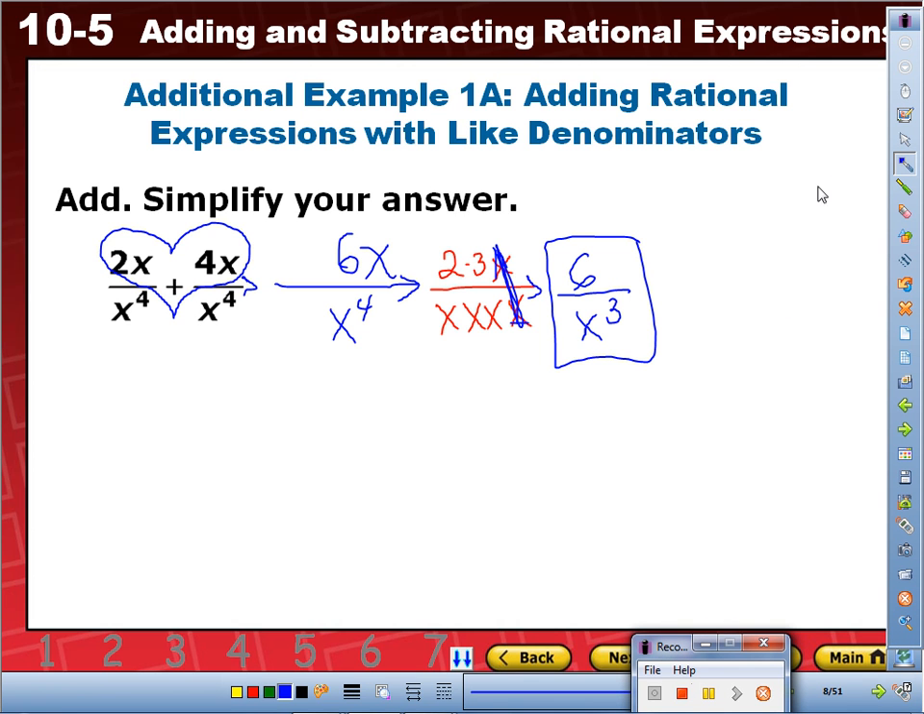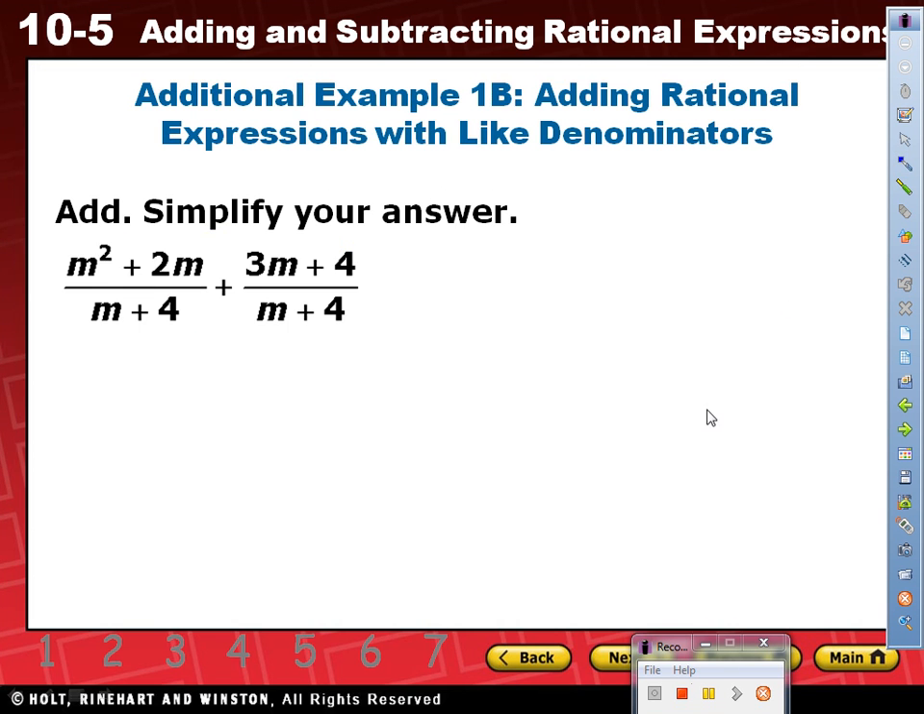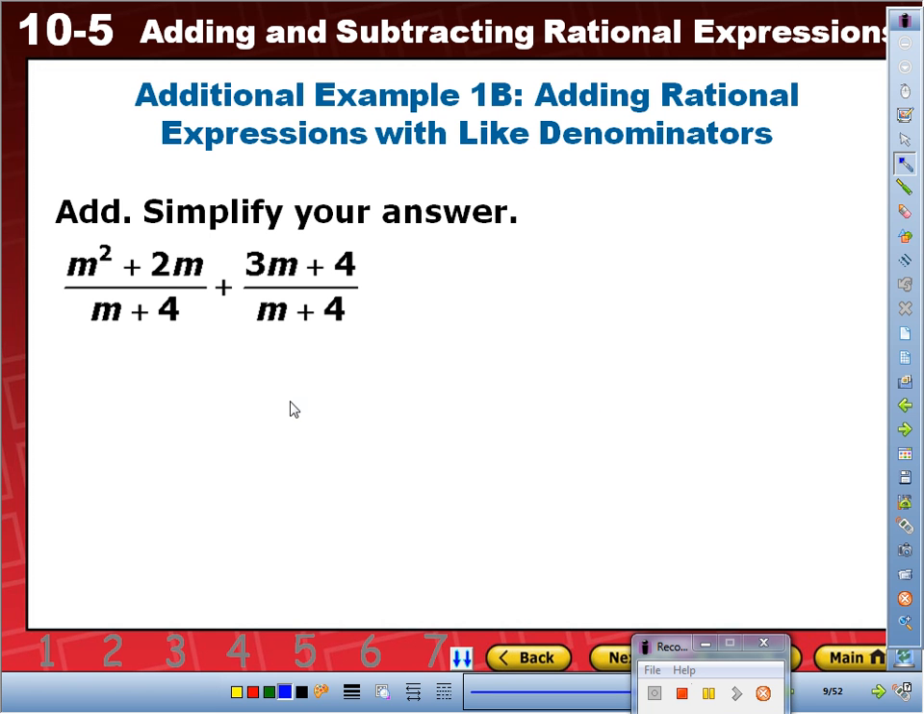All right, here we go. Example 1b. Copy this down. It says, add and simplify your answer: m squared plus 2m over m plus 4, plus 3m plus 4 over m plus 4. We're going to do this one together. Ready? Here we go.